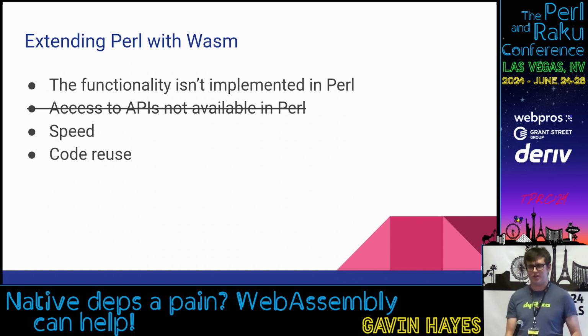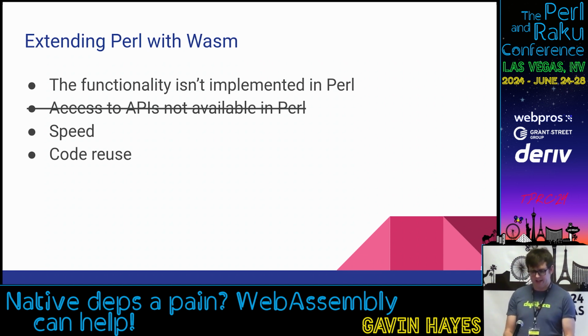The only extensibility reason that Wasm probably isn't your answer for is access to an API that is not available in Perl. Wasm is by default completely sandboxed from the rest of your program, so there's no access to syscalls or system APIs. Due to the occasional demand for access to those APIs, there's a standardized effort to provide a restricted system interface to modules called WASI, or WebAssembly System Interface.